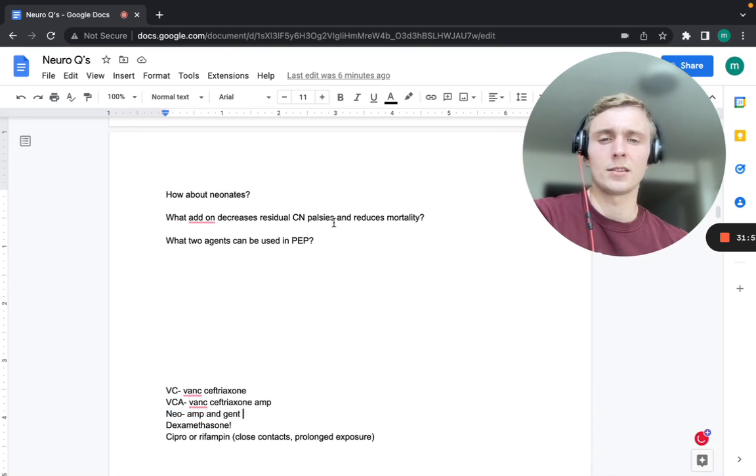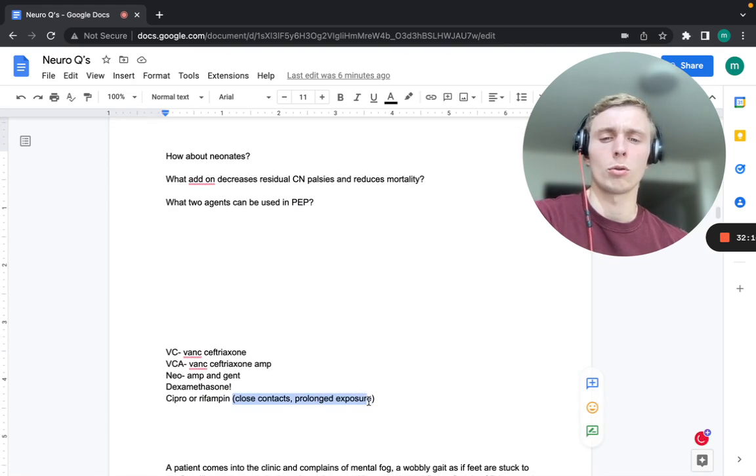And we actually add, to decrease the mortality and cranial nerve palsies, the answer is going to be dexamethasone. So we want to add dexamethasone, a steroid, of course, to this antibiotic regimen. And post-exposure prophylaxis is going to be Cipro or rifampin, except you only need to do this if they're close contacts or have prolonged exposure. So close contacts and prolonged exposure, Cipro or rifampin.